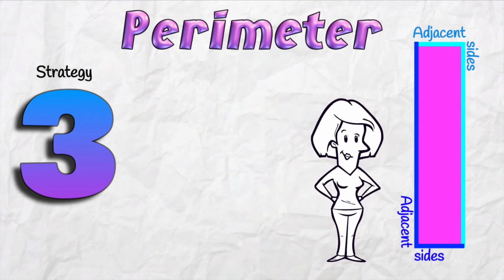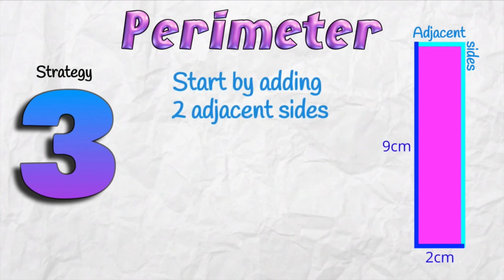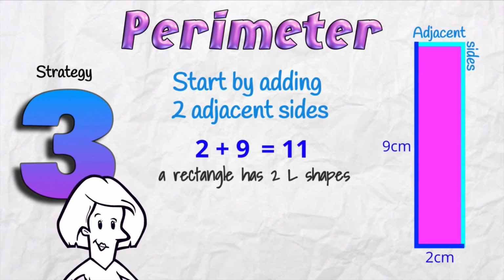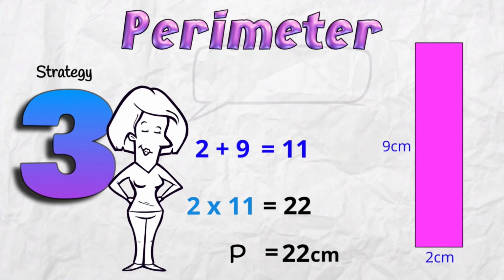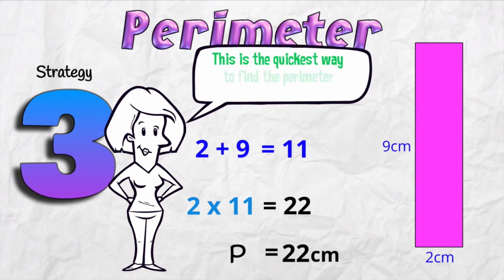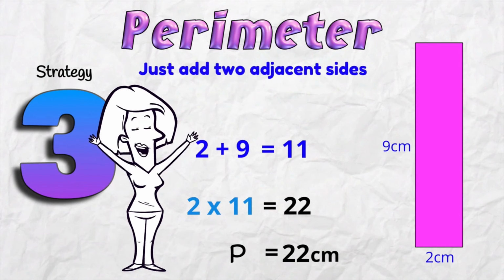In strategy number 3, we start by adding 2 adjacent sides. So 2 plus 9 is 11. A rectangle has 2 L shapes, so we multiply by 2. 2 times 11 is 22. The perimeter is 22 centimetres. This is the quickest way to find the perimeter of a rectangle. Just add 2 adjacent sides and double it.